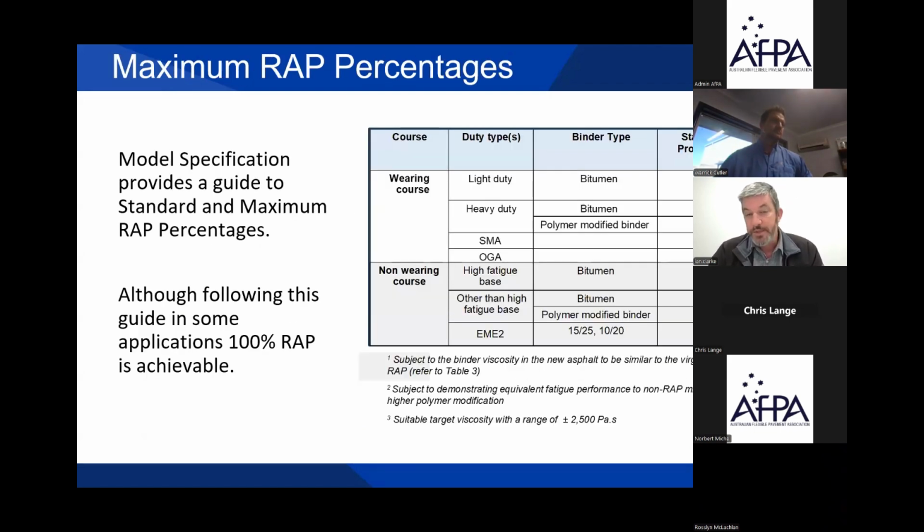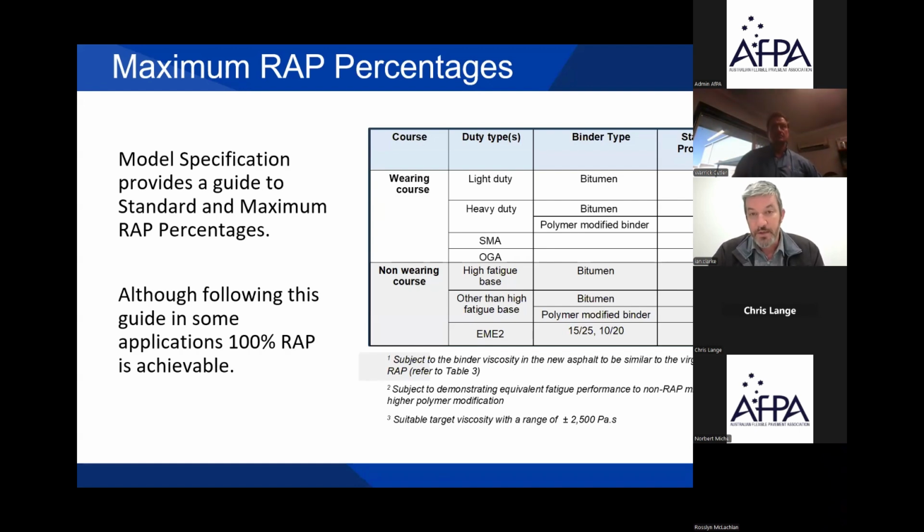The current limits in the updated draft specification are highlighted here. So we've got a standard proportion and a maximum proportion, but this specification really does allow up to 100% RAP to be achievable, following the same principles set out in this guideline. So it's about finding what level we need to do. But as before, 15% is sort of standard, but we're now proposing up to 50% RAP for light duty and even heavy duty asphalt. For modified binders, it is slightly reduced at 30%.